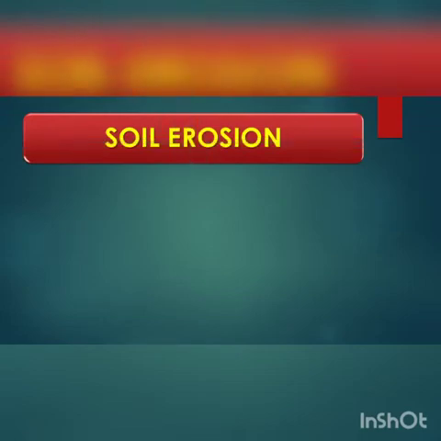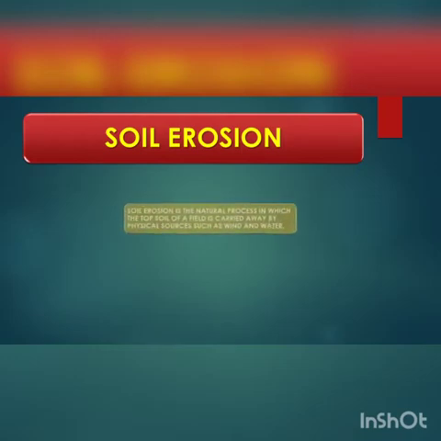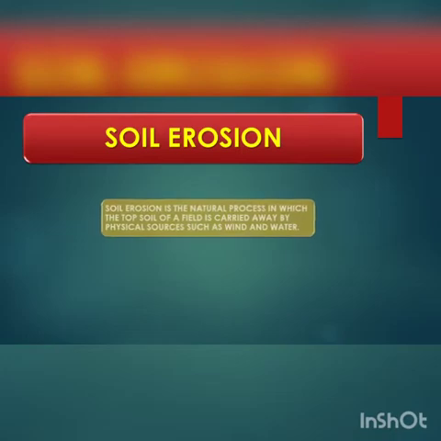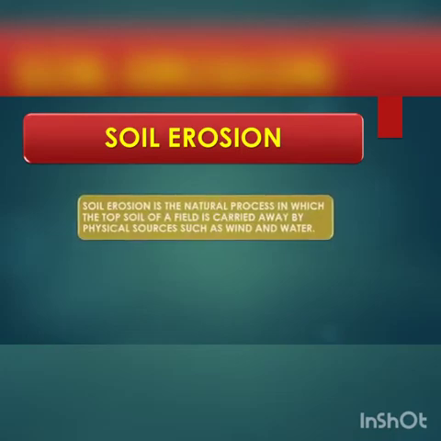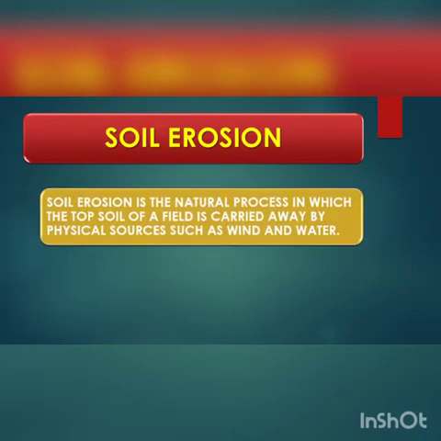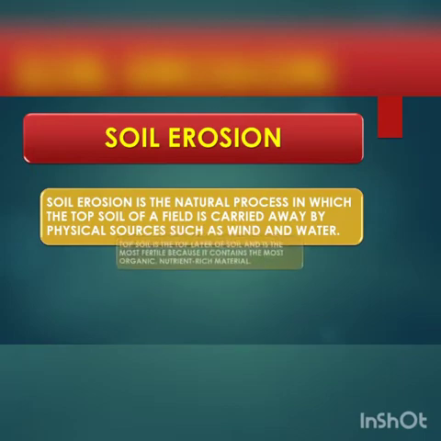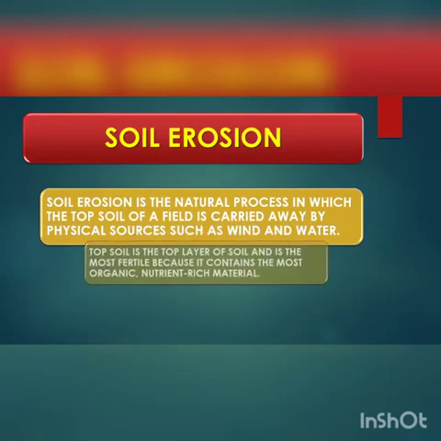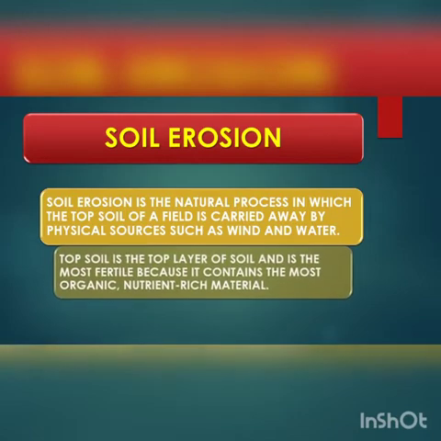After that, we also need to know about soil erosion. Soil erosion is the natural process in which the topsoil of a field is carried away by physical sources such as wind and water. Topsoil is the top layer of soil and is the most fertile because it contains the most organic, nutrient-rich material.